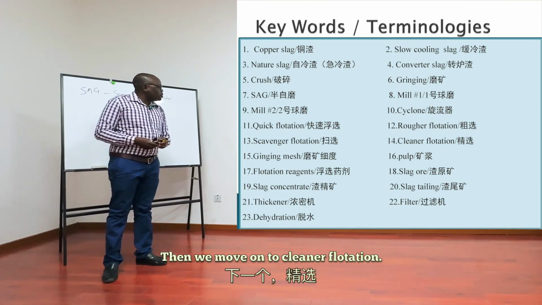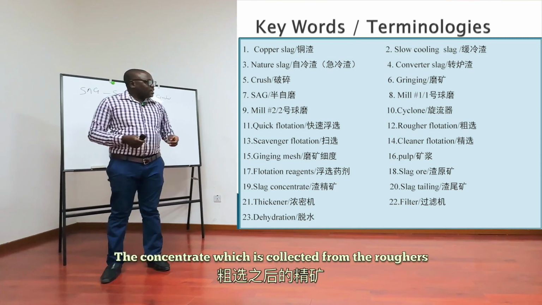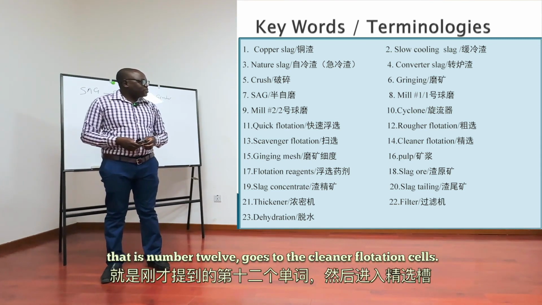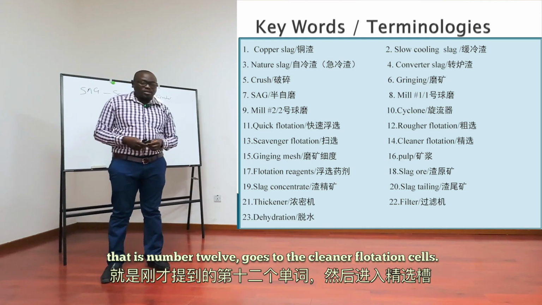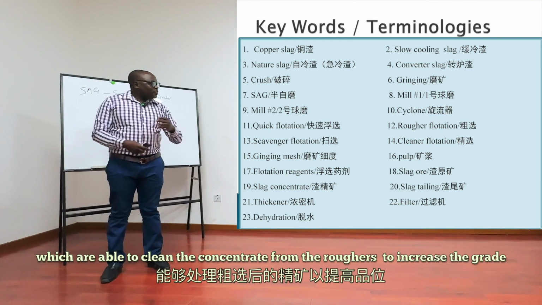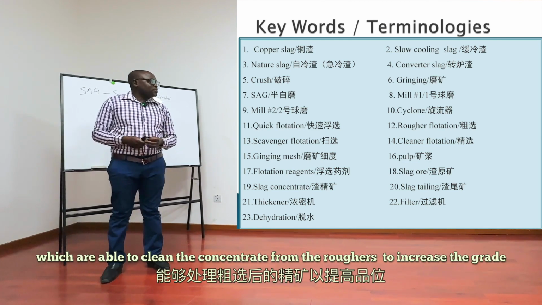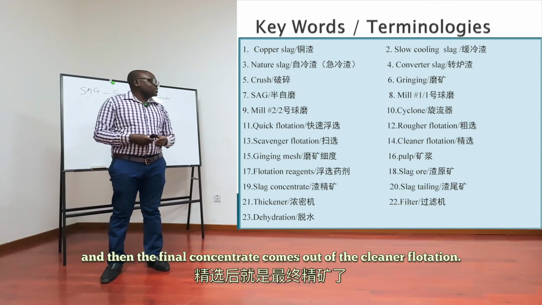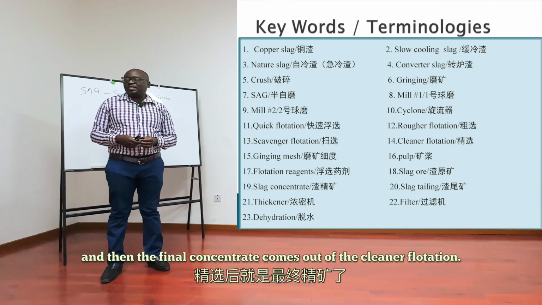Then we move on to cleaner flotation. The concentrate which is collected from the roughers, that is number 12, goes to the cleaner flotation cells. And we've got 6 cleaner flotation cells which clean the concentrate from the roughers to increase the grade, and then the final concentrate comes out of the cleaner flotations.